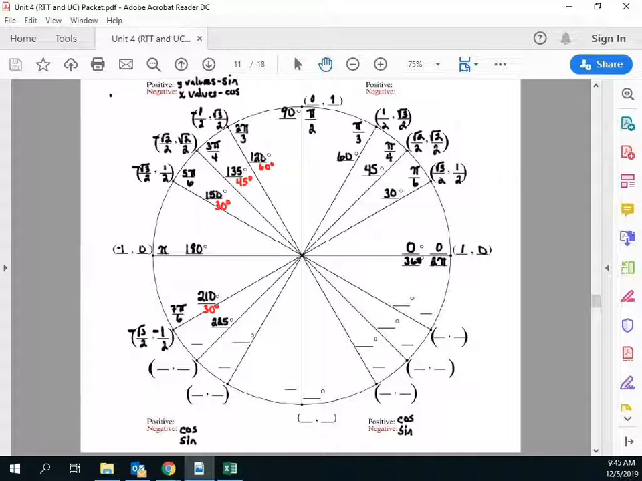225 is our next angle. What's a reference angle for 225 degrees? We'll follow the pattern. What's always in the middle? 45. This will be 5 pi over 4. What were the coordinates of 45 degrees? And Sean went ahead and said negative in both of them because we're in the third quadrant.